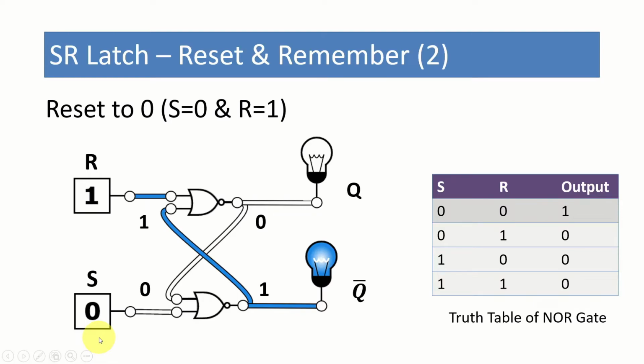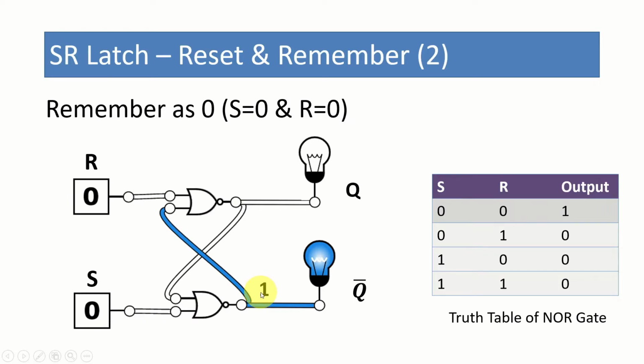But let's see what will happen if you make both R and S 0, and whether it can still retain the value as 0. Remember, by this time your Q bar is 1 and Q is 0. That is something we have to remember, right? Now we have made both inputs 0. And this 1 is fed in here. So when at least one input is 1, the output is 0. Previously also the output was 0. Therefore, this is going to be 0. And that 0 is fed in here.